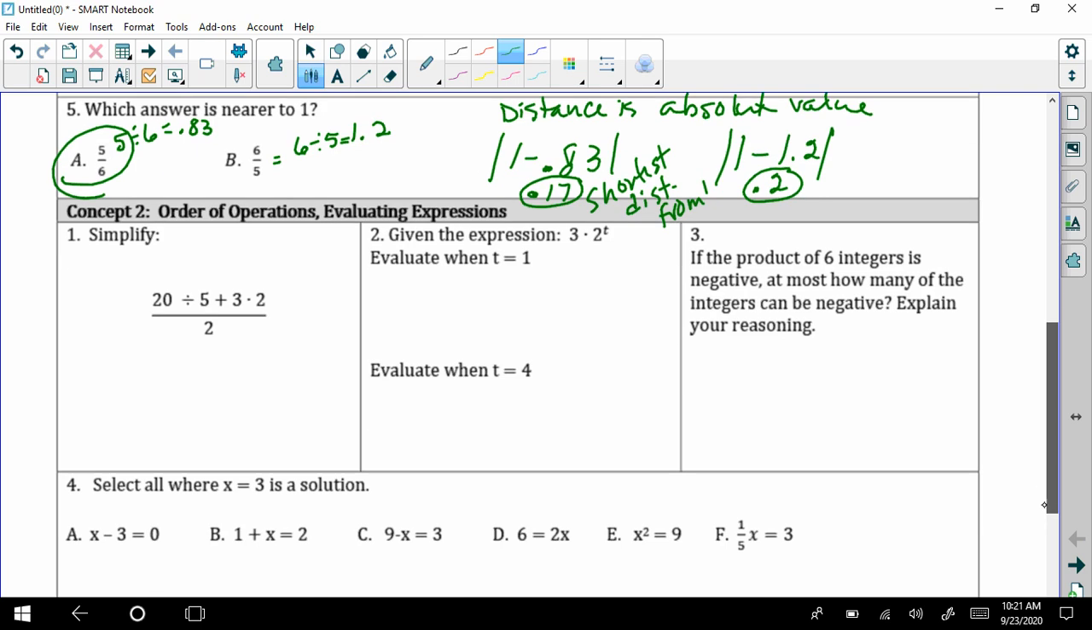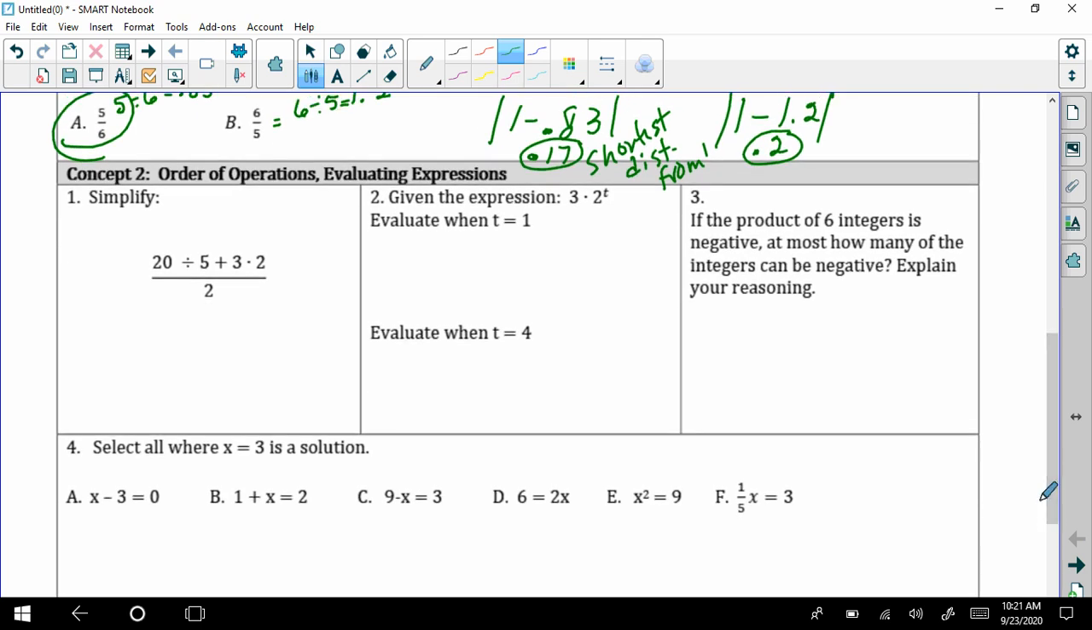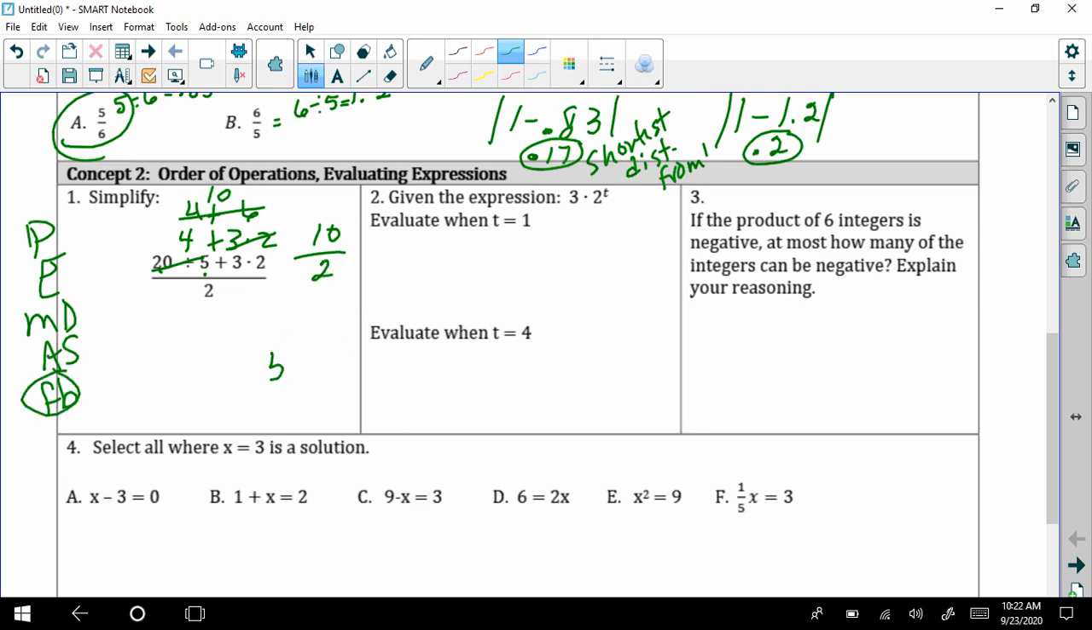Okay, concept 2, order of operations and evaluating expressions. So here's where we're going to simplify. That means order of operations using PEMDAS. So don't forget we have P, E, multiply, divide in order, left to right, add, subtract in order from left to right, and then we have that fraction bar. So on top, I'm going to do 20 divided by 5 first. That gives me 4 plus 3 times 2. And then now I'm going to do the 3 times 2. So 4 plus 6 gives me 10. So on top I have 10 divided by, bring it over, 2. Now do that fraction bar piece. 10 divided by 2 is 5.